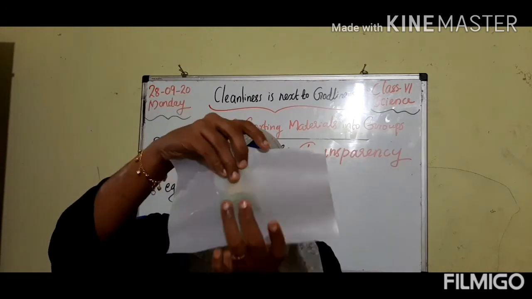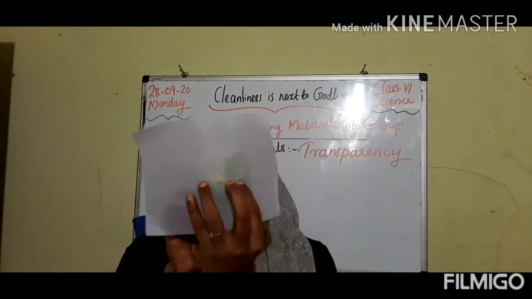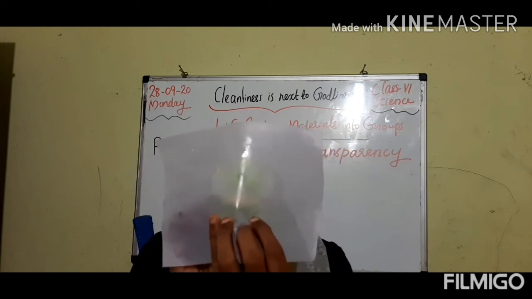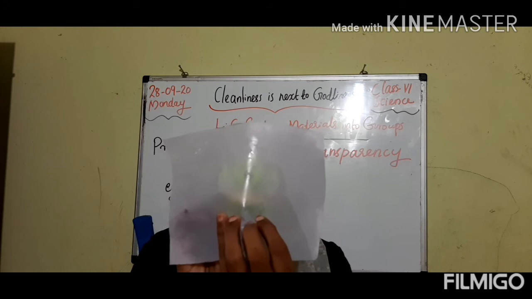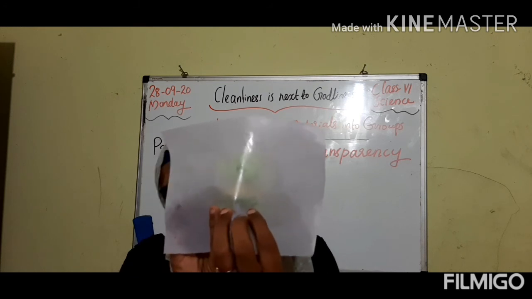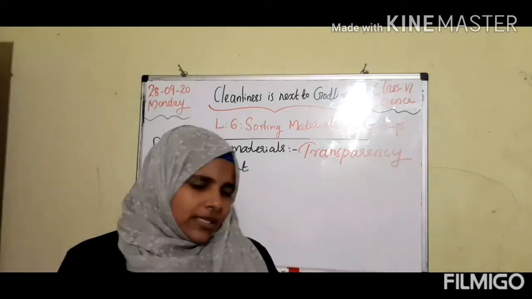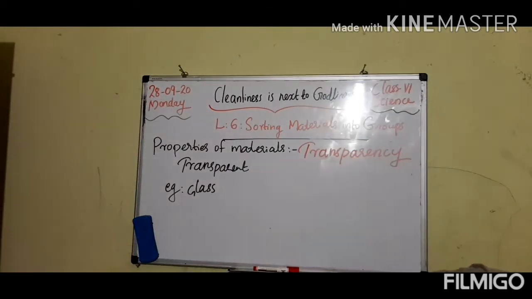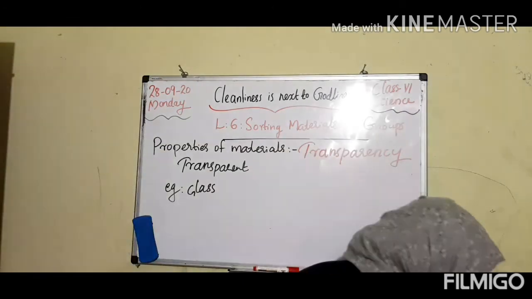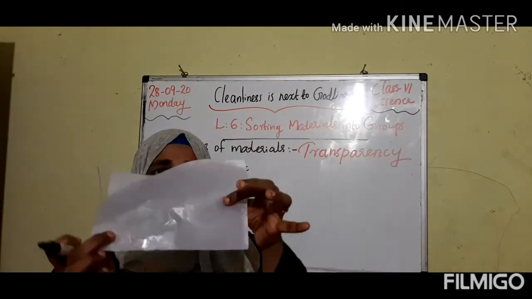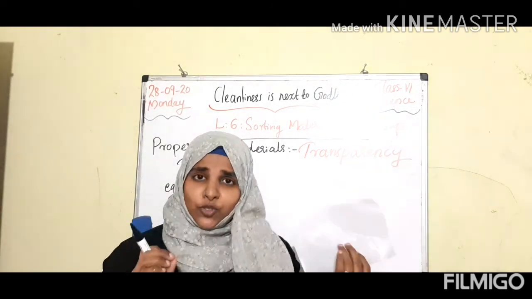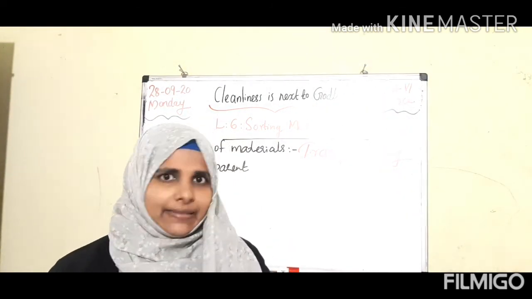Can you see the toy now? Look everybody. You can see it, right? But it's not clear. You can see a green color, but it's not clear. Is it, children? Right. That means light can pass partially through this material. Through this patch of paper, light can pass partially. That's why you can see the object, but it's not clear, right?